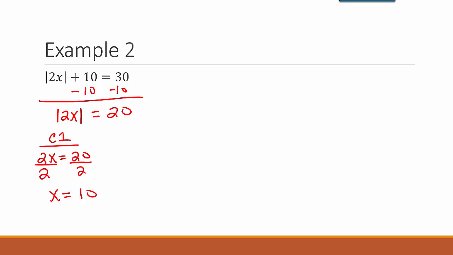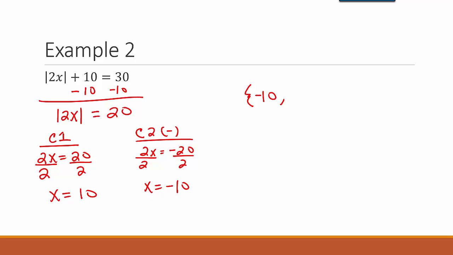Case 2, that is our negative case. Again, the left-hand side stays like it is. The right-hand side becomes negative, or the sign changes. And then I solve again. Divide by 2, divide by 2. x equals negative 10. So my solution set, negative 10 and 10.